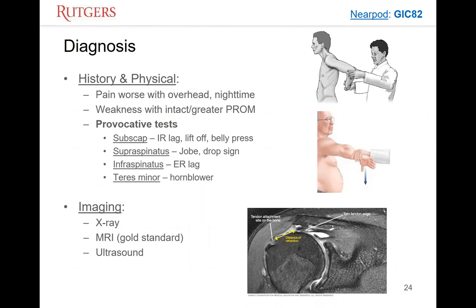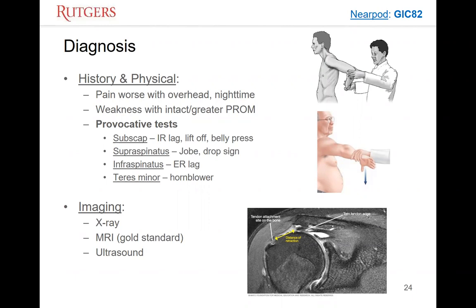On exam, they'll have weakness to resistive active motion that corresponds with the affected tendons. They should have intact passive range of motion unless they've developed an arthropathy, and could even have increased passive external rotation if they have a full thickness subscap tear. Subscap tears can be provoked with an internal rotation lag sign, liftoff or belly press test. Supraspinatus tears are evaluated with Job's test or drop sign.